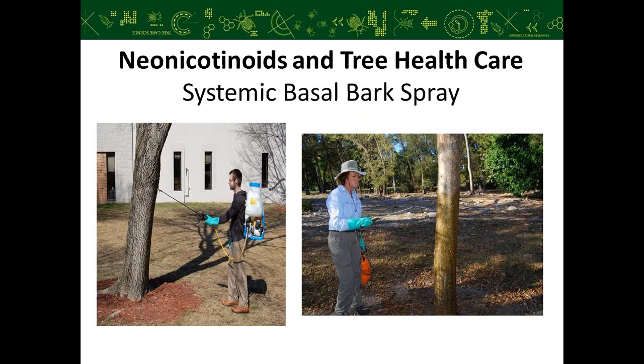And then the basal systemic bark spray, again, where we apply it to the lower 5 feet of the trunk. It moves in through the lenticels of the bark and into the xylem vessels, where it moves up, protects the trunk and the above ground parts of the canopy. One important feature about these different neonicotinoids is that they move upwardly through the xylem vessels. There's very limited to no downward mobility into the phloem.